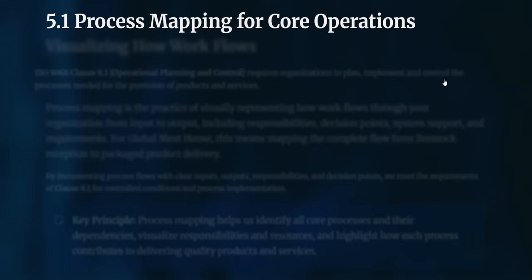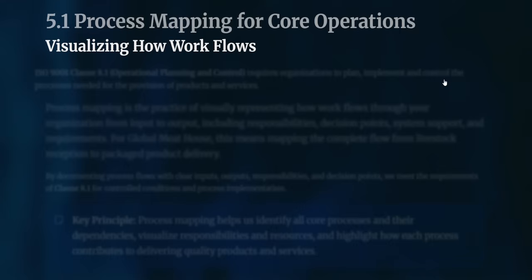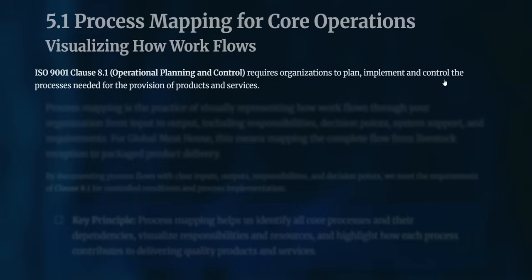Now let's look at the first pillar, process mapping for the core operations, visualizing how workflow. ISO 9001 Clause 8.1 Operational Planning and Control requires organizations to plan, implement, and control the processes needed for the provision of products and services.